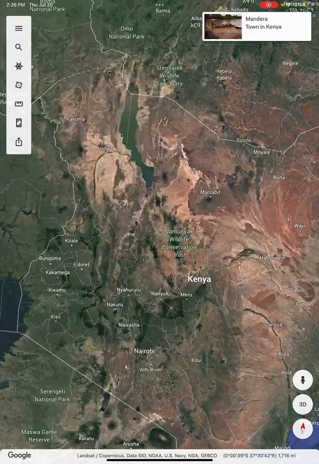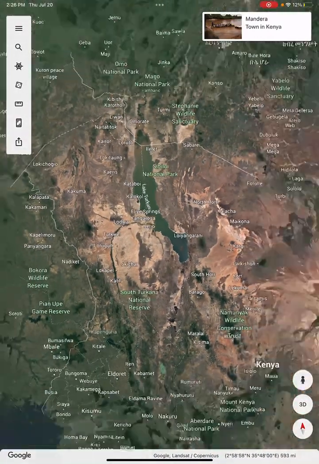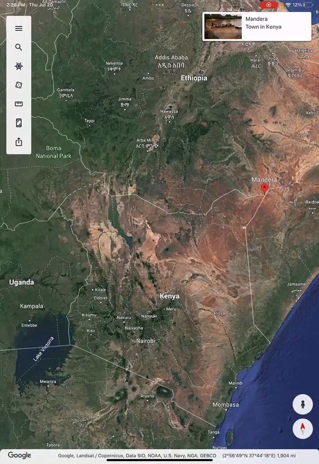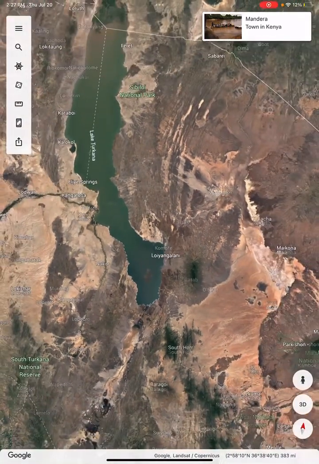The real biggest lake in Kenya is Lake Turkana, and Lake Turkana is in Turkana County. And fun fact, Turkana County is actually the biggest county in Kenya. And this is Lake Turkana. It's the biggest lake in Kenya.